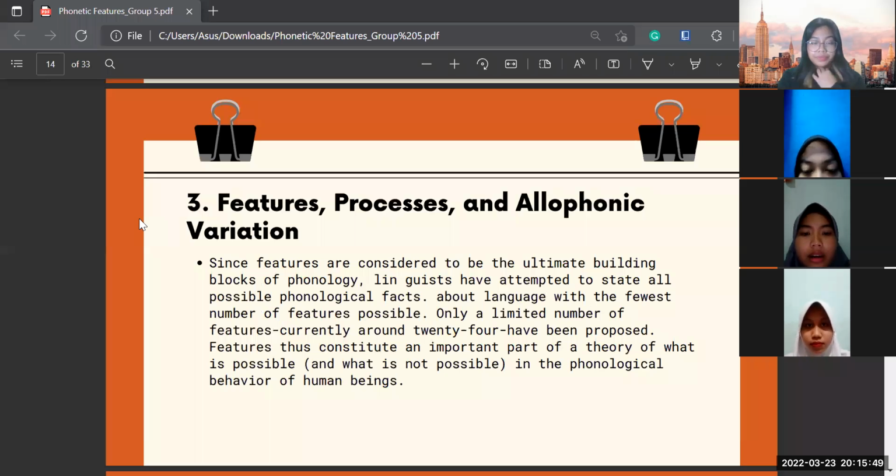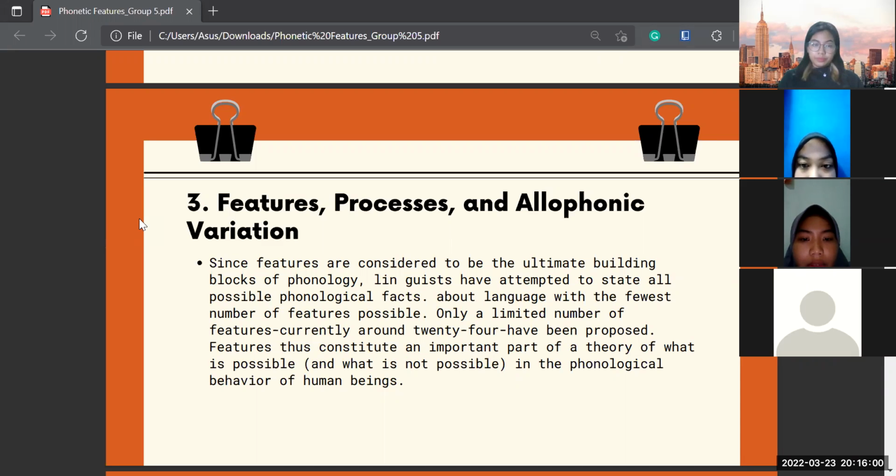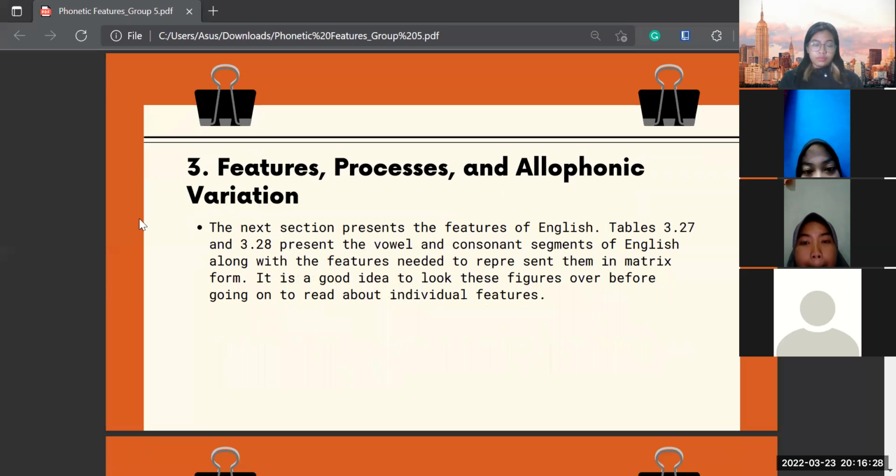Since features are considered to be the ultimate building blocks of phonology, linguists have attempted to state all possible phonological facts about language with the fewest number of features possible. Only a limited number of features, currently around 24, have been proposed. Features thus constitute an important part of a theory of what is possible and what is not possible in the phonological behavior of human beings. Next slide.